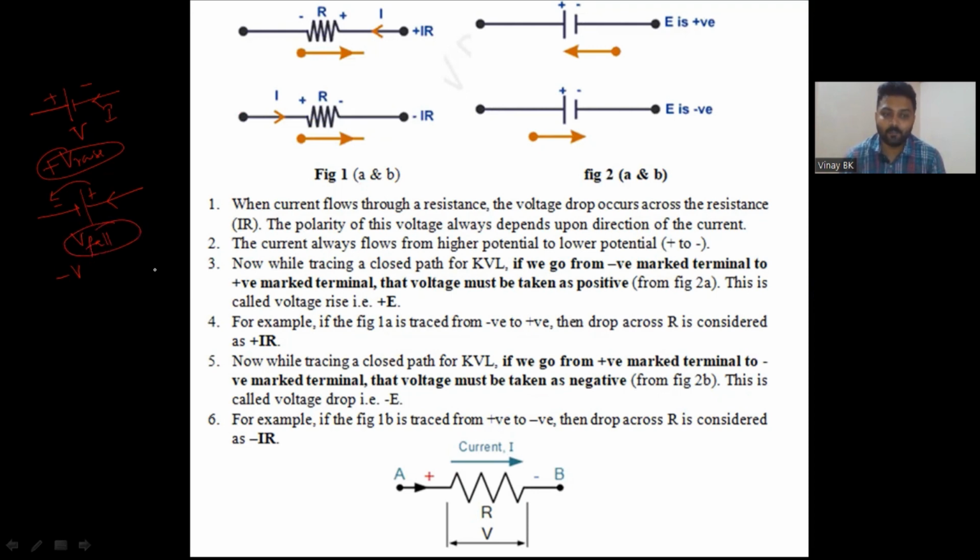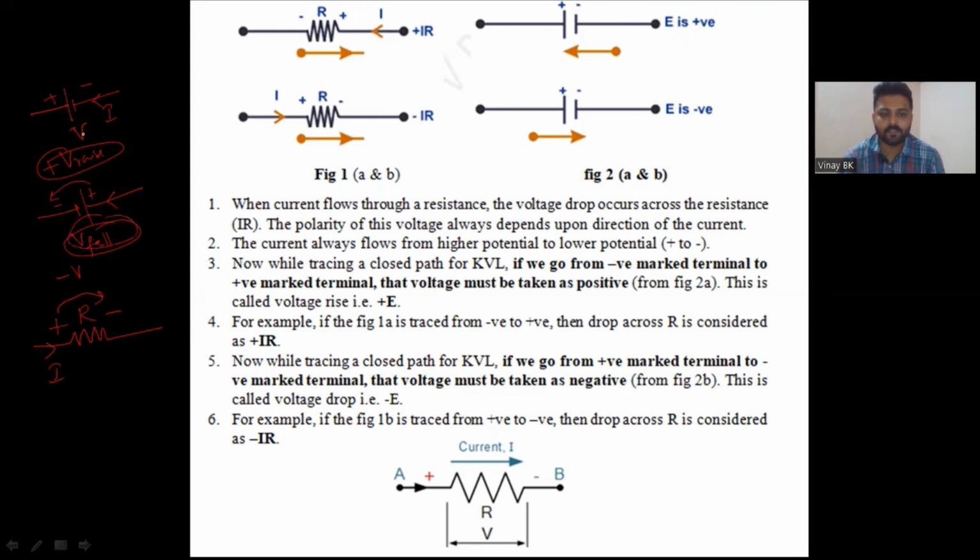So that is nothing but minus V. So that you can write plus V minus V in the KVL problems. Similarly, if you consider the resistor, in a resistor the current always flows from higher potential to lower potential. So here we will consider that if the current is flowing from positive polarity to negative polarity, the voltage will be taken as negative here.